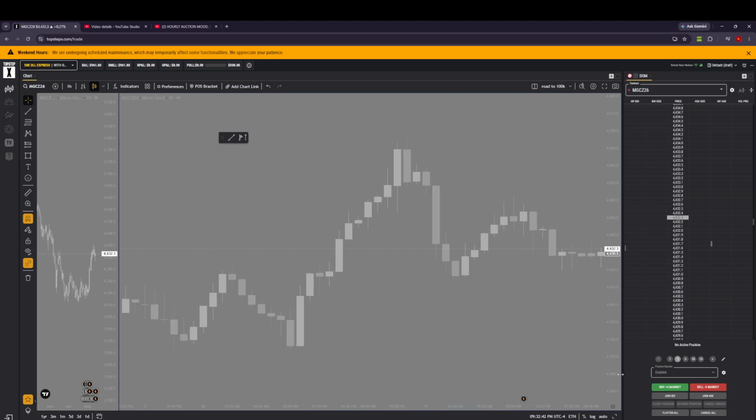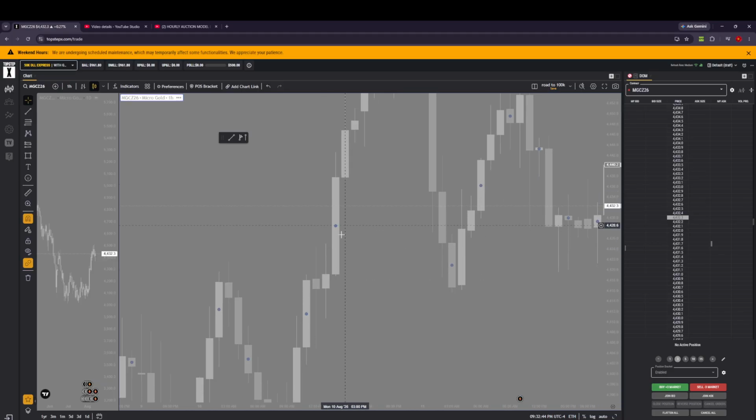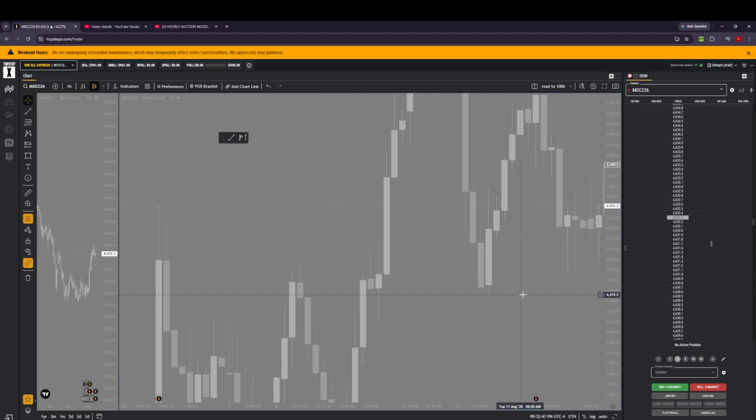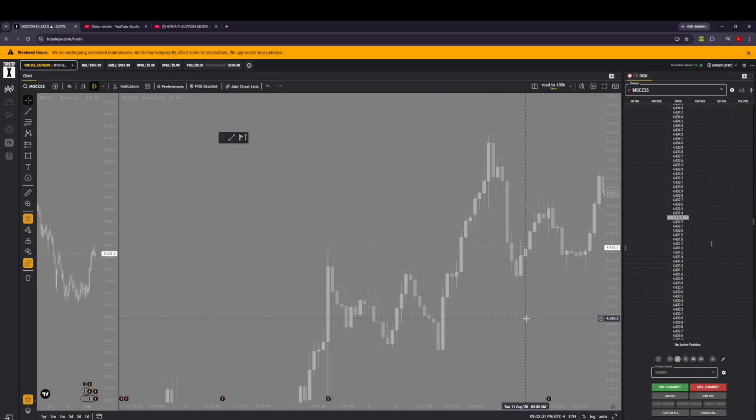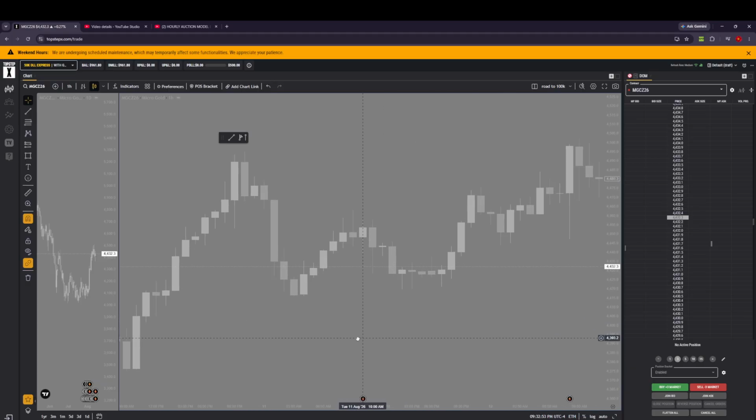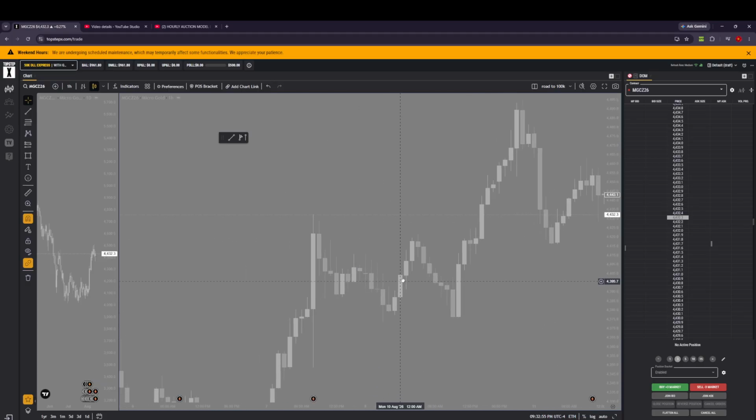What could we have targeted? I do see a lot of buyers stepped in here. So I don't have a clear target for this. I probably wouldn't even be taking shorts at the time. Let's see another example.